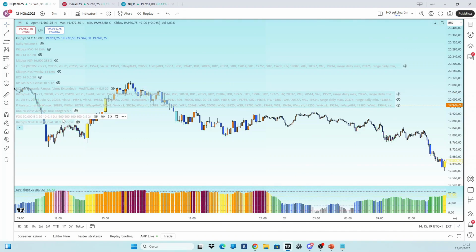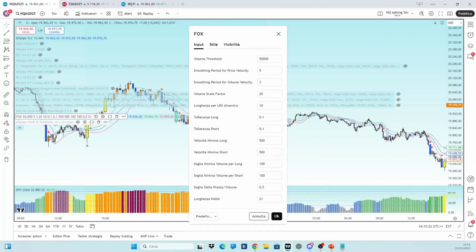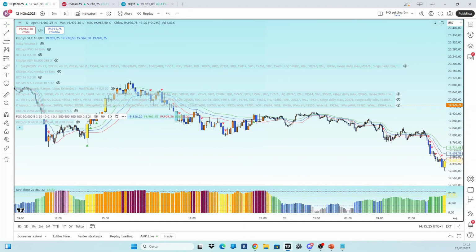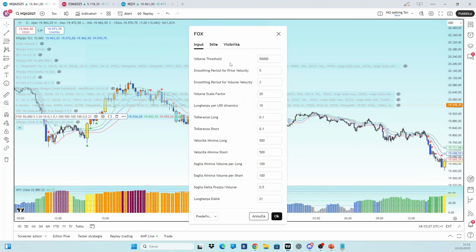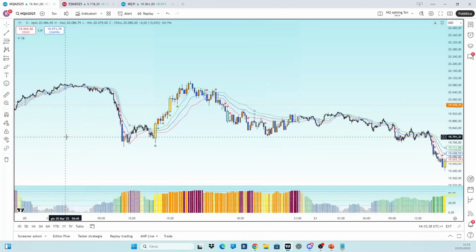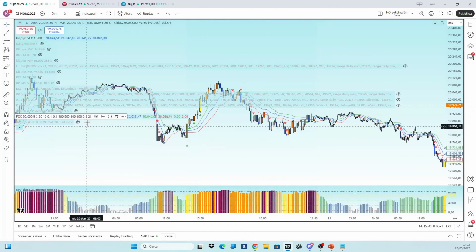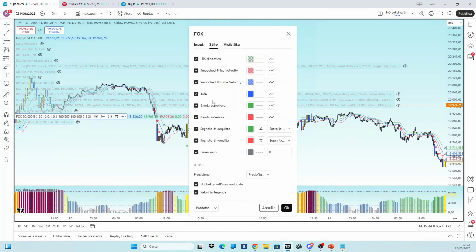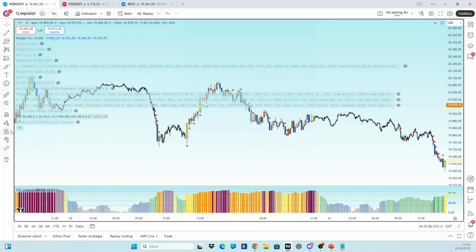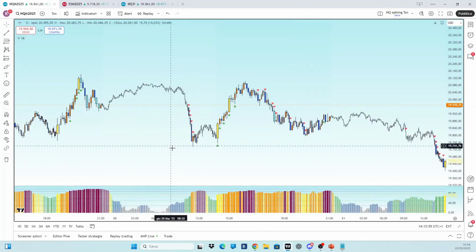The next one we look at is Fox, which is also quite nice. Fox is an indicator that always has a setup file that always needs to be modified, based on the parameters entered in the file, which you can always find available on my Discord channel. And here we can maybe even eliminate all these lines, leaving only the signals, buy and sell, that give us the indication of the price direction.